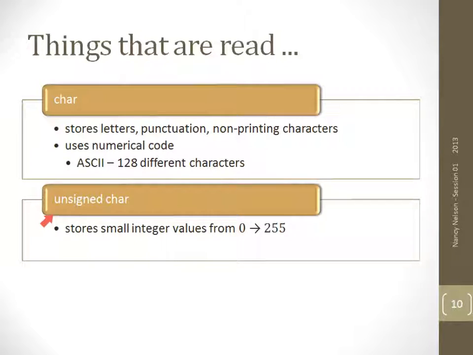Then occasionally we'll use a special one that's called an unsigned char. And we're going to actually use this to store a small integer. So if the environment that we're using doesn't have the keyword short, we can use an unsigned char to do exactly the same thing. So we can store integer values from 0 to 255. So that's a kind of a neat little trick that we can use sometimes.